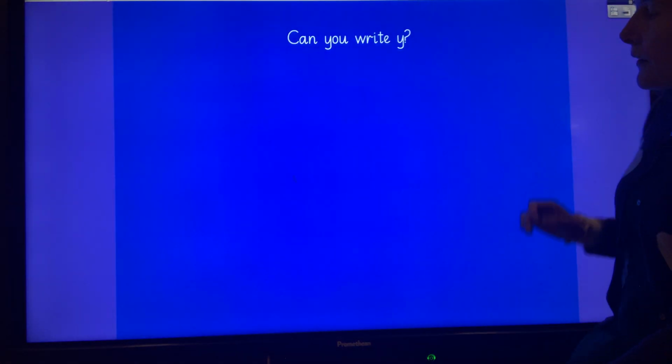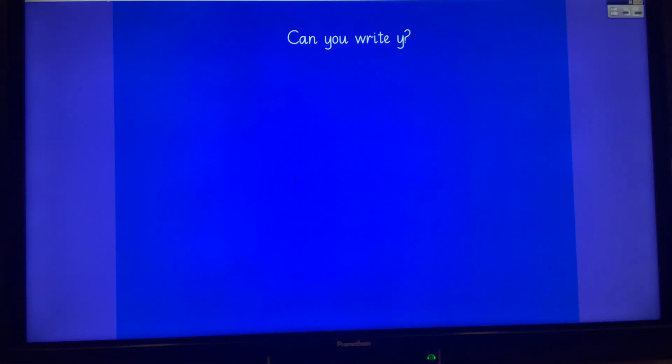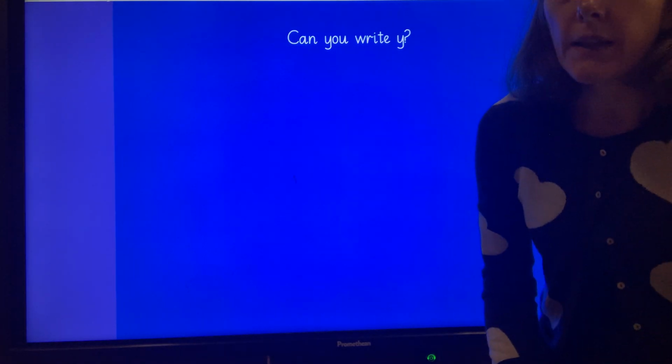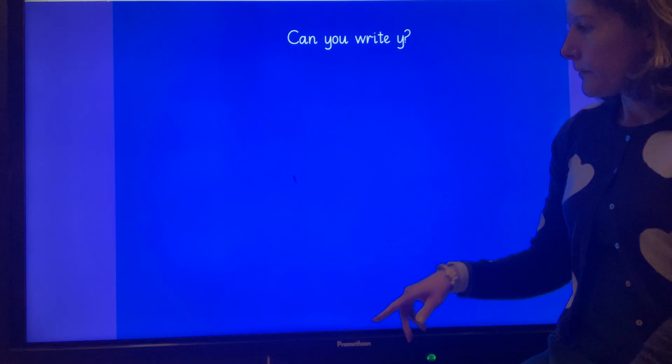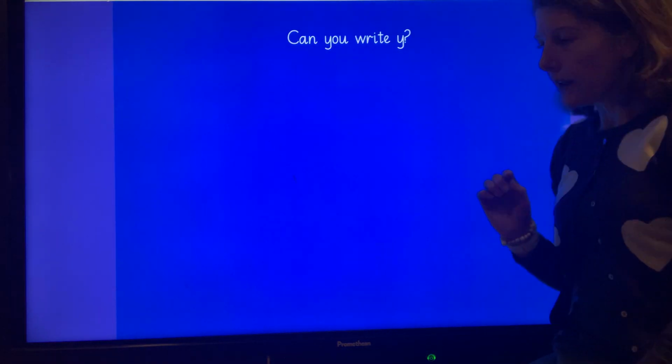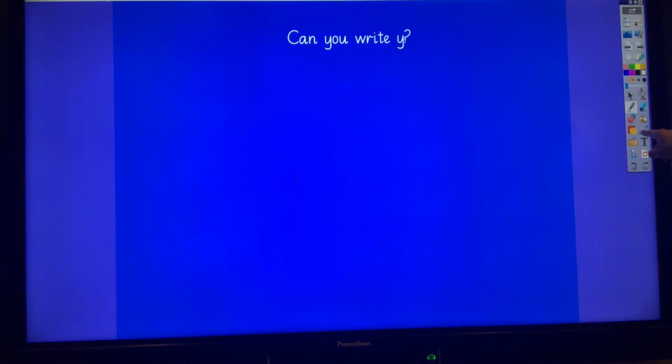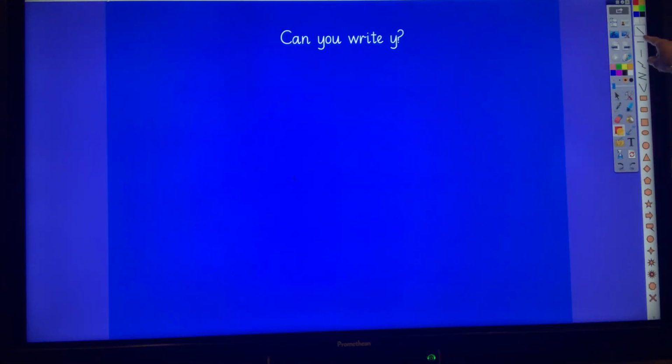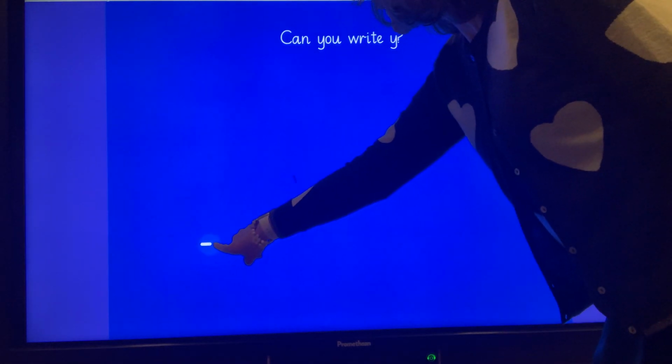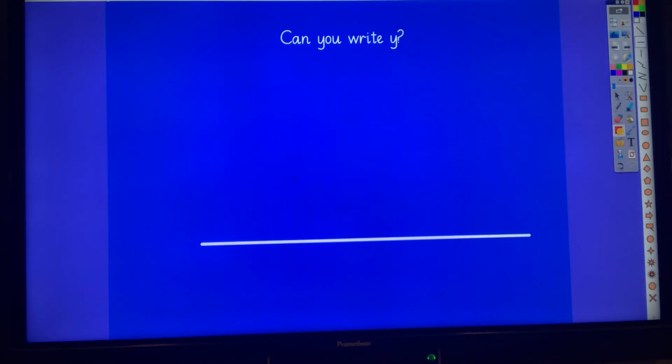Let's have a look at forming our grapheme. Let me just get the right pen. This is one. It starts at the top and curls around. Actually, let me just draw a line so that you can see how it needs to go in relation to a line. It would be useful if my board worked. Right, so let's just draw a line here.